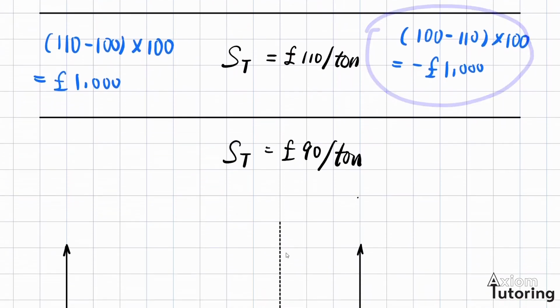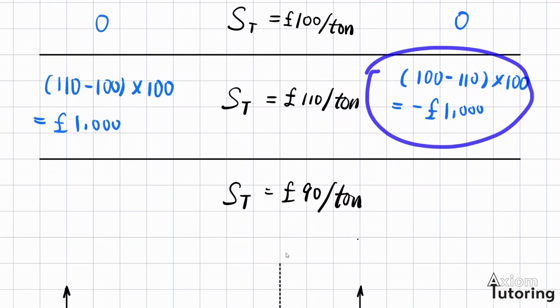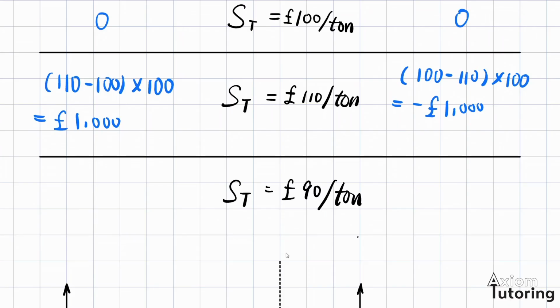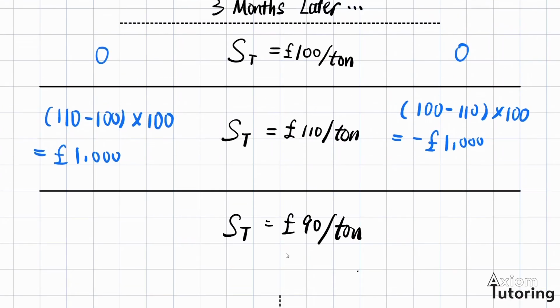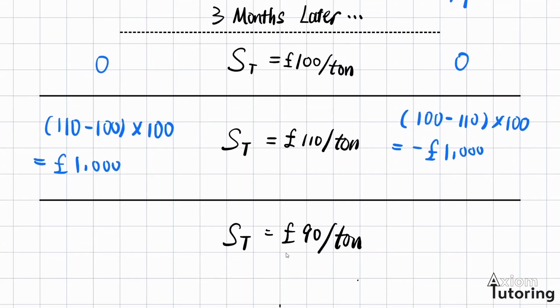So naturally, we would discuss what if the spot price drops to 90, or any price below 100. In this case, the buyer makes a loss because he could have bought the same amount of rice from the market at a cheaper price. But if he chooses to honor that contract, then he has to pay the forward price, which is 100, which is higher than 90. So he makes a loss in this case.